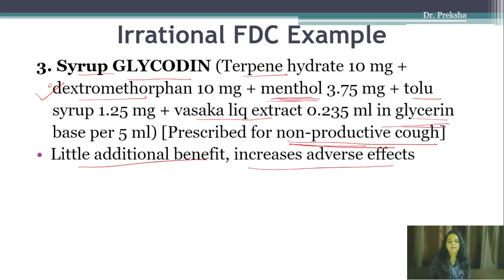Menthol and glycerin are cooling agents. Vasaka is an expectorant. Tolu is also an expectorant. All these agents are not needed for non-productive cough. So this combination is an irrational FDC. These are some of the irrational FDC examples.